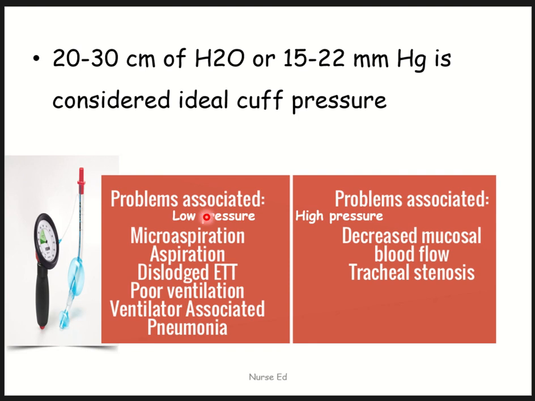If the cuff pressure is very low, the problems are microaspiration or aspiration, PEEP won't be delivered properly, dislodgement of the ET tube, poor ventilation, and infections like VAP, ventilator associated pneumonia. If it is very high pressure, it will strain the trachea, causing decreased mucosal blood flow, tracheal stenosis and so on. So these are the complications of high and low cuff pressure. The normal ET cuff pressure is 20 to 30 centimeters of water. And this is the cuff manometer, which helps to check the cuff pressure.